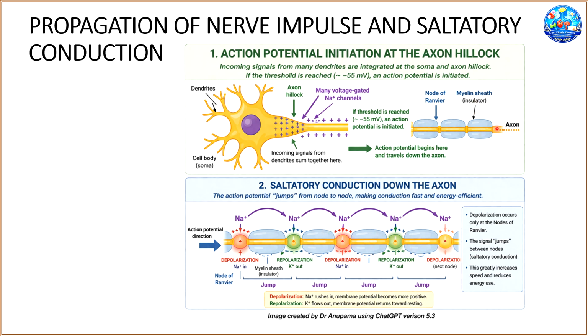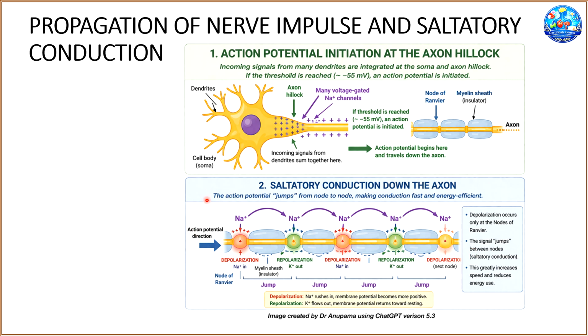Here we have the nodes of Ranvier. These nodes are usually rich in voltage-gated sodium and potassium channels. During saltatory conduction, the action potential effectively jumps from one node to the other, and then it travels continuously along the length of the axon.